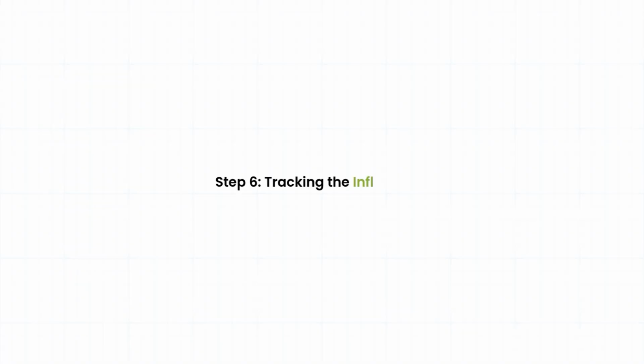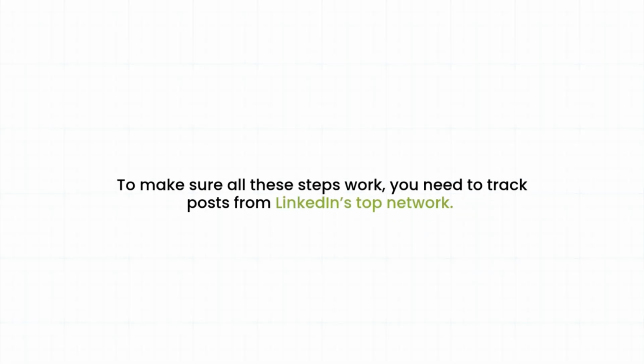The last step is tracking the influencers. To make sure all these steps work, you need to track posts from LinkedIn's top network. This will take time, but start building a list of these people, the LinkedIn influencers. All these top people post their content at the same time, every single day. Set a notification and be the first one to add valuable content on their post. Learn from them: the structure of the post, the way they engage, how they reply and how they handle the objections in their comments. You can also be the one to raise the objection.